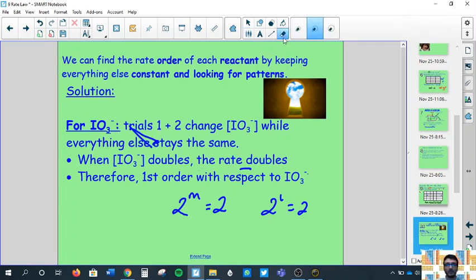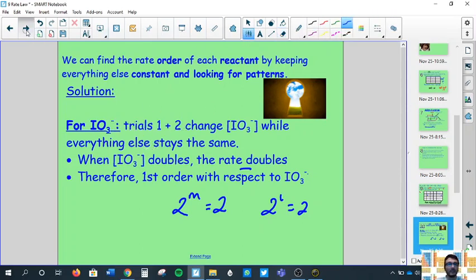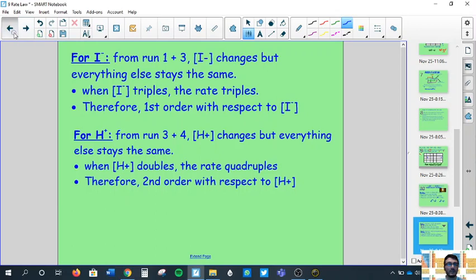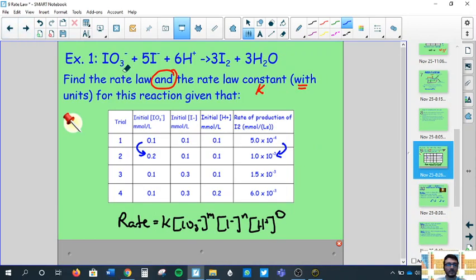Okay, right. Now we have to compare, figure out iodide. I know the answer is there. I go through the logic, but let's do the next one, iodide.